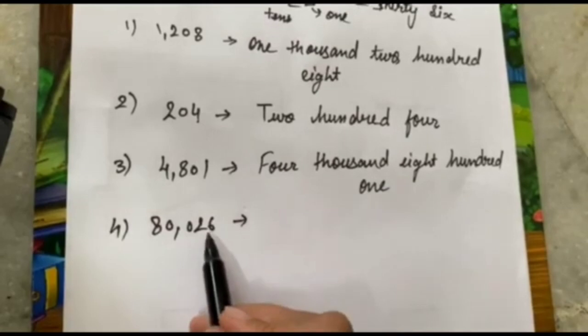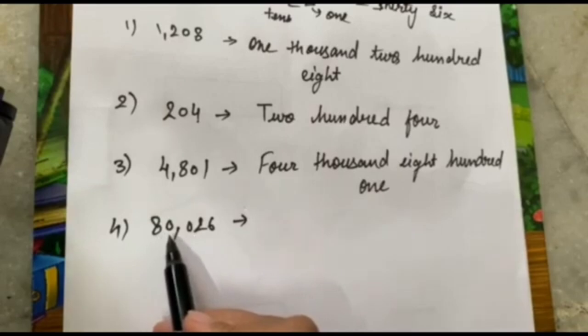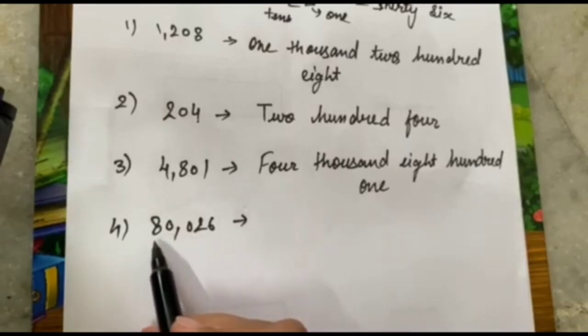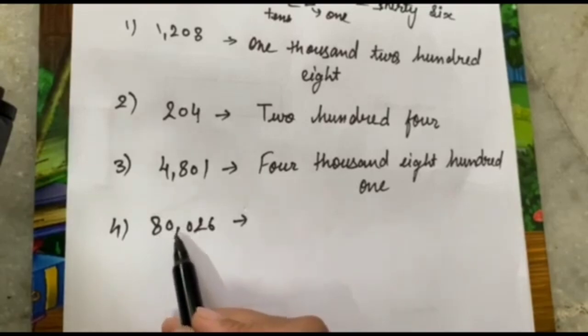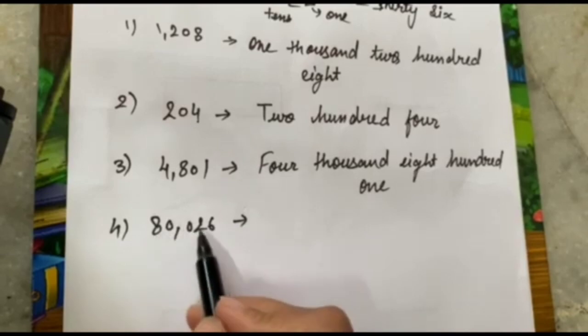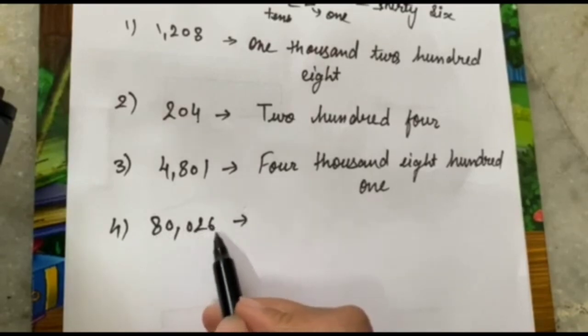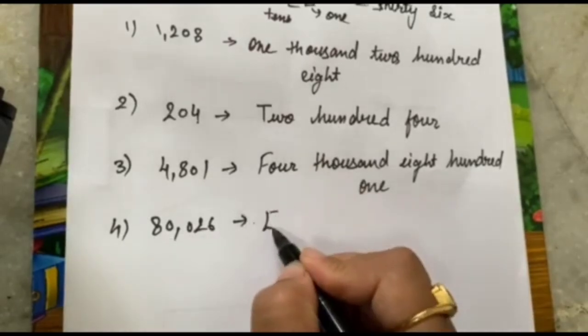Let's take one more example. It's a little bigger: there are 6 ones, 2 tens, 0 hundreds, 0 thousands and 8 ten-thousands. So 8 ten-thousands makes 80,000. As there are 0 thousands and 0 hundreds, we will not consider them. So 80,000 and 2 tens makes 20, and 6 ones, so 20 plus 6 makes 26, so it is 80,026.